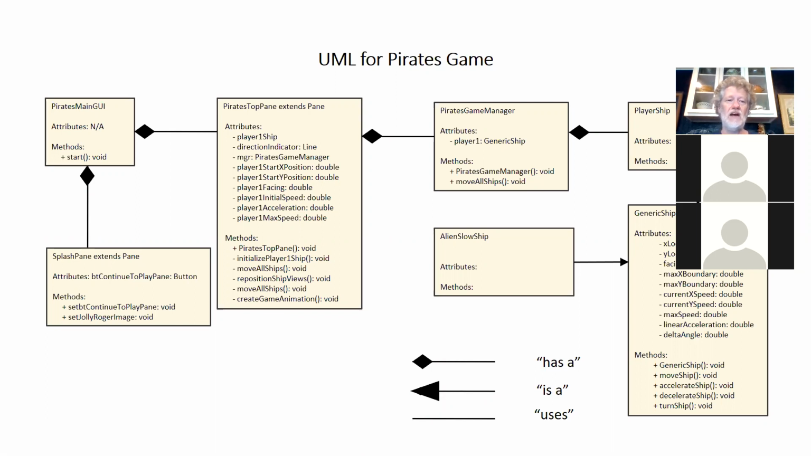So what do I have? I have a main GUI. When you first start, it brings in a splash pane. And then when you click the button, it goes to this Pirates top pane. The Pirates top pane will build a game manager, and the game manager effectively builds out the whole game. Right now the game only has one player ship, right? So it builds out the whole game. But over time, this would build in the fuel cells and the other alien ships.